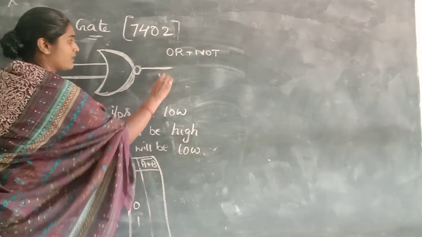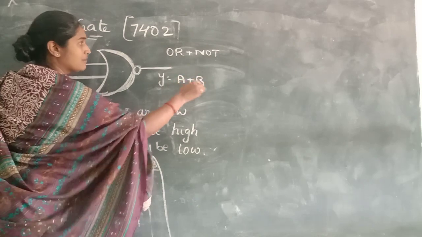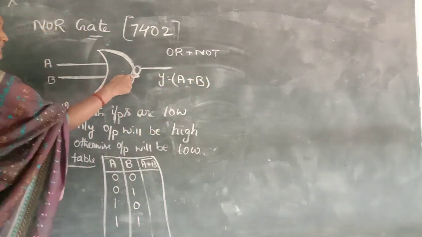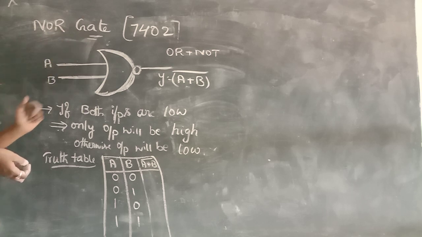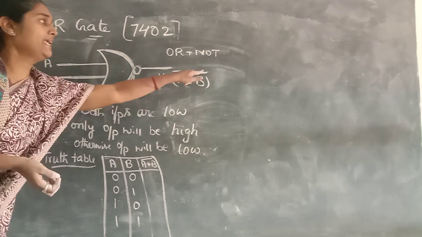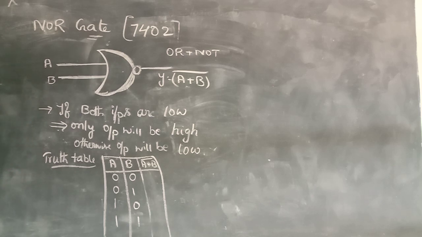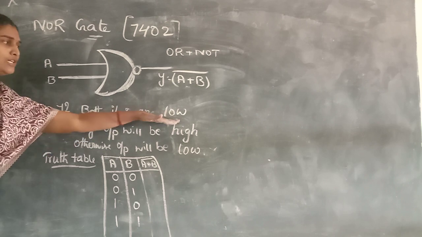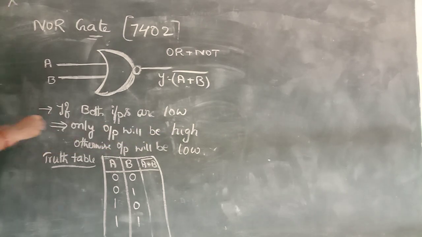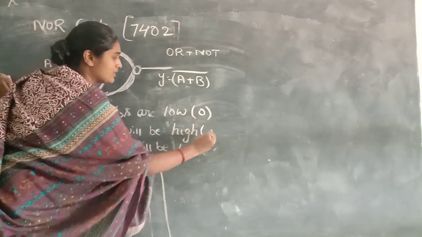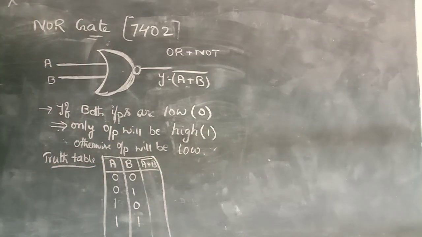What is the logic of the OR gate? A plus B. But the NOR gate is the complement of the OR gate. We represent the logic of the NOR gate as Y equals A plus B whole bar. Coming to the logic, if both inputs are low, then only the output will be high. Low means logical 0, high means logical 1. Otherwise, the output will be low.